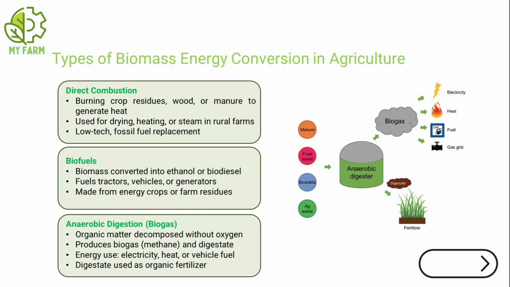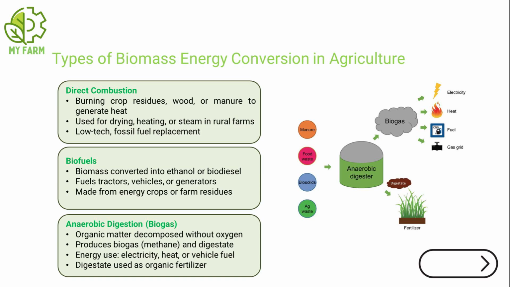Anaerobic digestion is a more sophisticated method of biomass energy conversion. In this biological process, microorganisms break down organic matter in the absence of oxygen, producing biogas, which is rich in methane and carbon dioxide. Typical feedstocks include animal manure, crop residues, and other organic farm wastes.